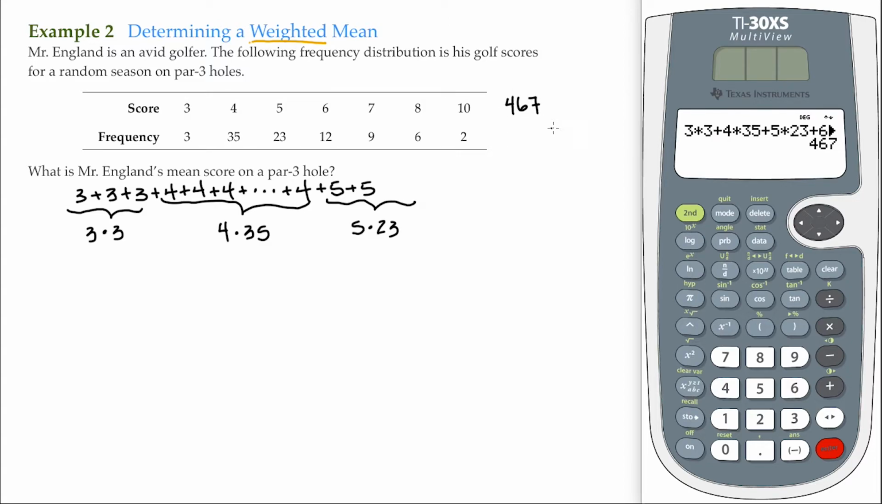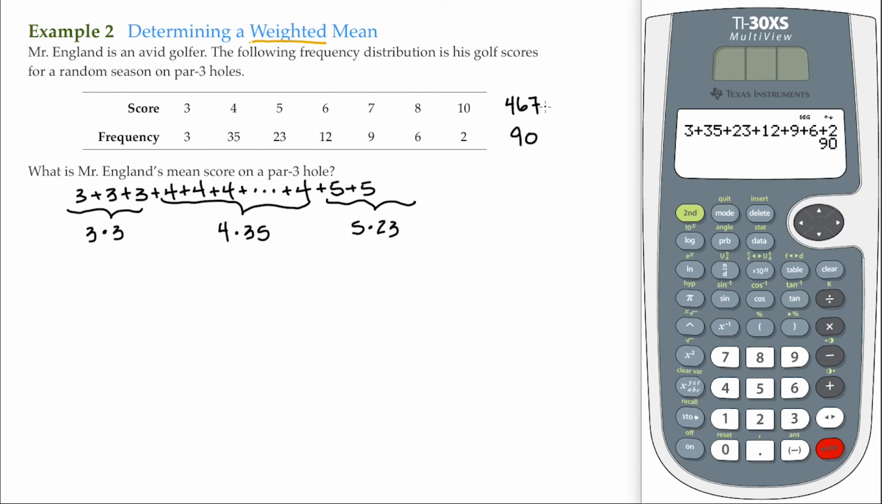Then, of course, to find out the mean, we would have to divide that by how many times everything came up. Well, it came up 3 plus 35 plus 23 plus 12, and we could do that on here. 3 plus 35 plus 23 plus 12 plus 9 plus 6, and of course we would add that to 2, and there are 90 scores. It seems as though there's only 1, 2, 3, 4, 5, 6, 7, but this is the type of score. That's not how many. This is how many, and of course we just tally them up.